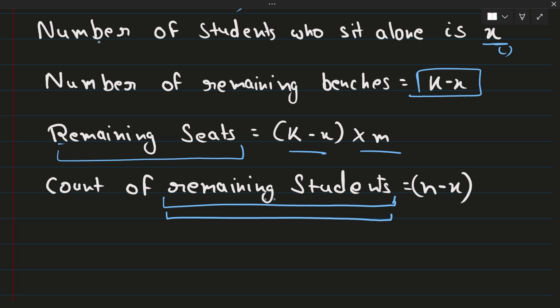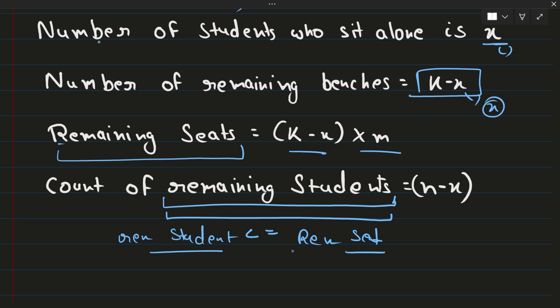So for all these remaining students to sit on these remaining seats, the remaining students should be smaller than or equal to the remaining seats, right? Because if the number of seats I have is smaller than the number of remaining students, then the x I found is not correct. If the remaining students are more than the remaining seats, then I won't be able to make all the students sit on their seats. Then the x that I found is incorrect, right?